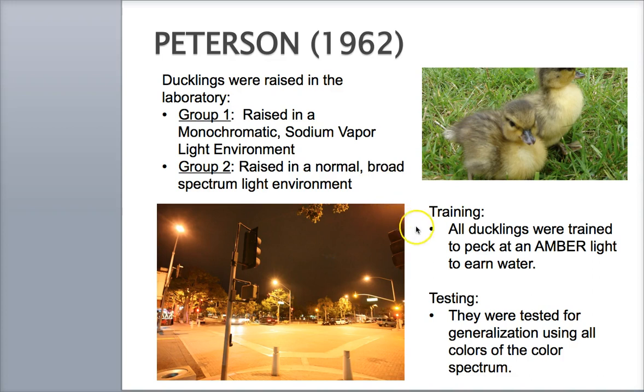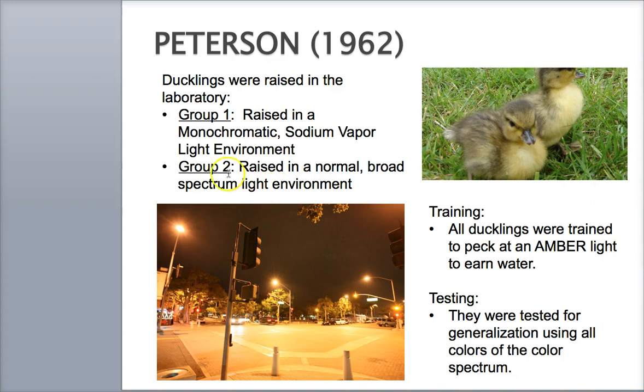And then they're tested for generalization using all the colors of the color spectrum. So after they've learned to peck at the amber key light for water, and they do it reliably for a long period of time, they then introduce all the colors of the color spectrum on the key, many times in random order.